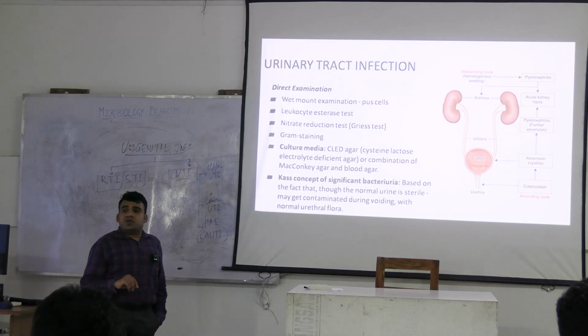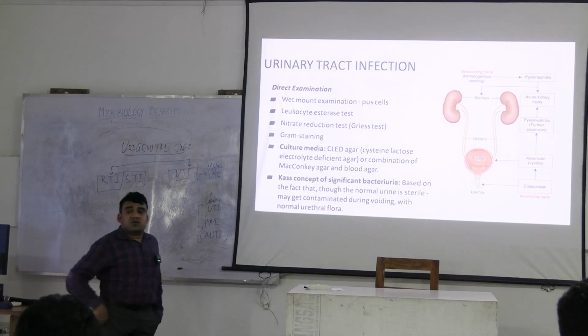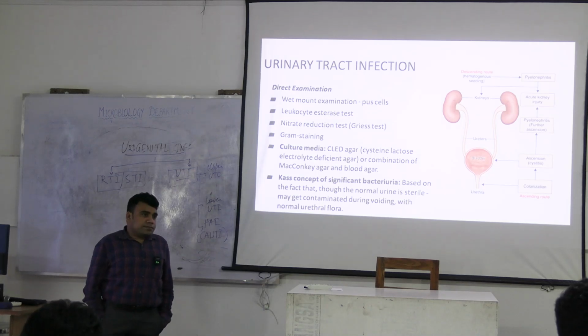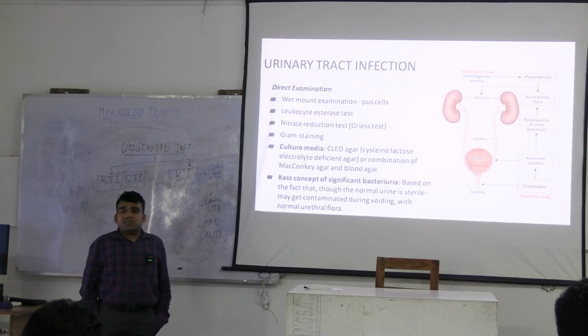Another way in which RBCs can be seen, in case of upper urinary tract infection, is that we can even find red blood cell casts. What is a cast?